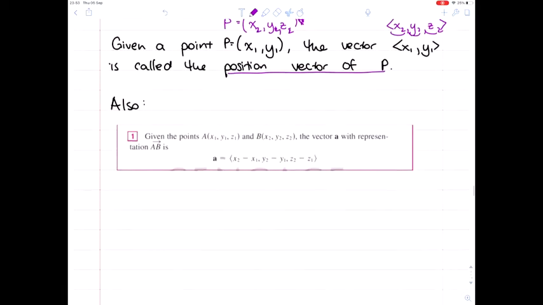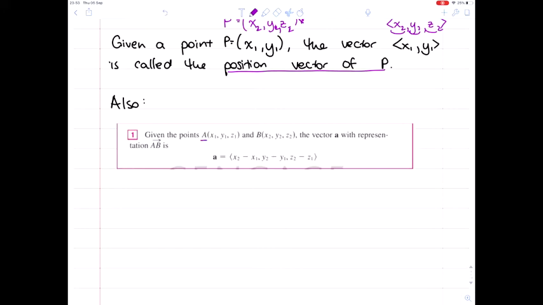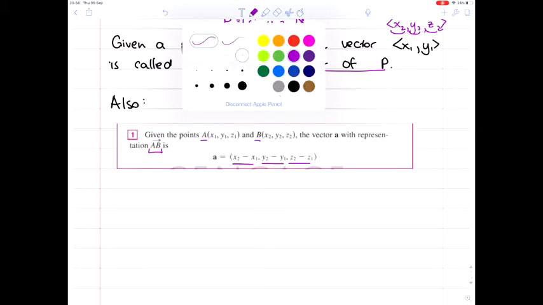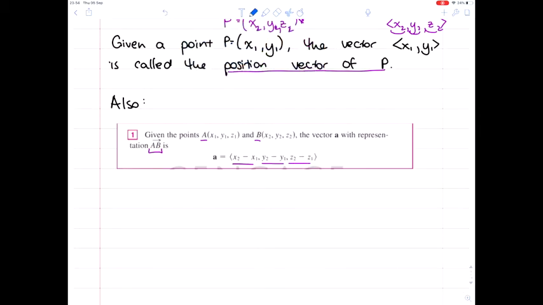We can also make a link if we have 2 points in R3, then the vector with the representation given by the line segment between them is x2 minus x1, y2 minus y1, z2 minus z1. It's always tricky drawing things in 3D, so I'm just going to draw this in 2D.